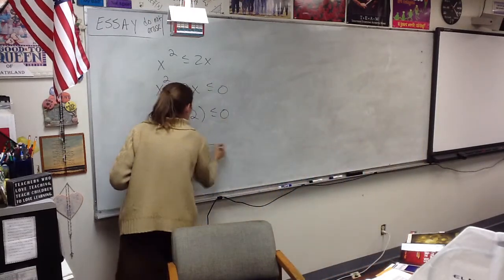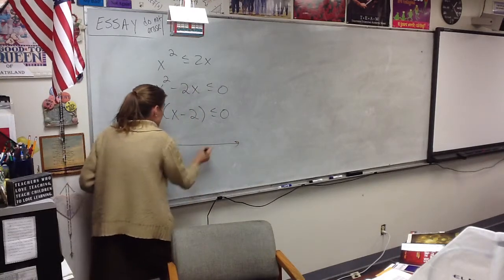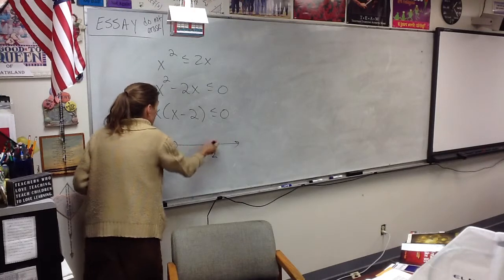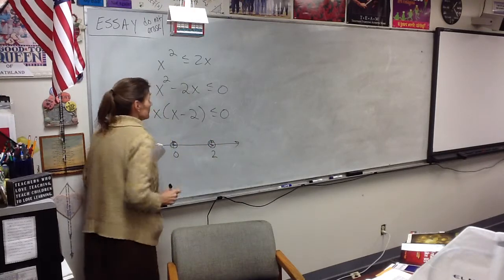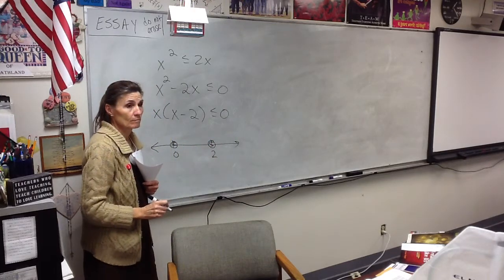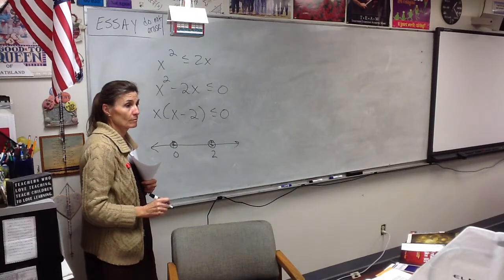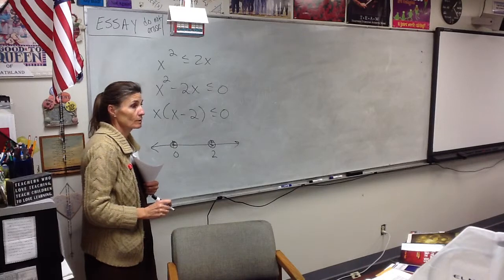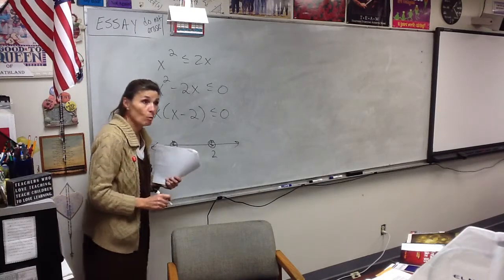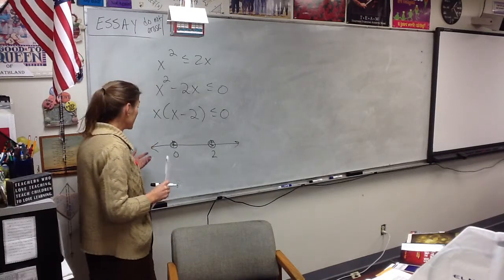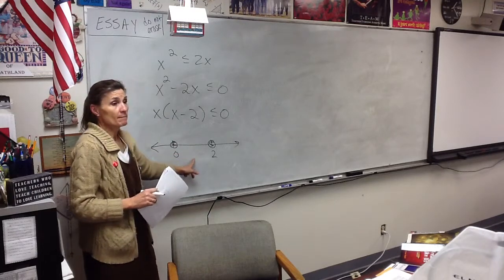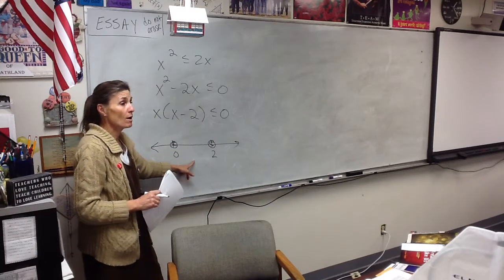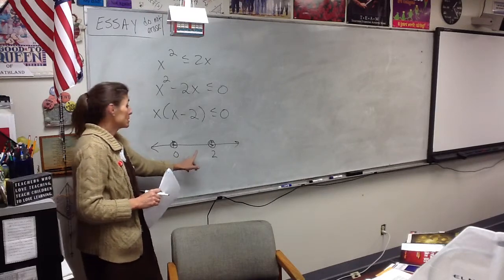So I'm going to have my number line. I'm going to have a dot at 0 and a dot at 2. Those dots will be closed. Now what do I do? I've got to shade. I pick a number so I can figure out where to shade. Somebody said 1. 1's great. It doesn't have to be 1. You can pick any number you want that's not a dot. So I'll pick 1.